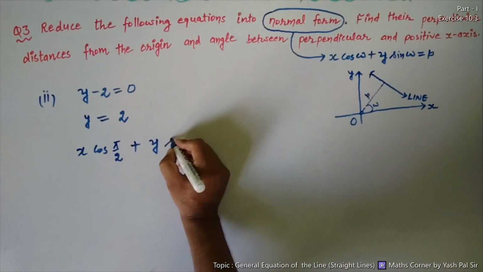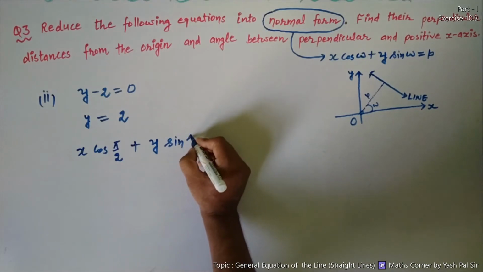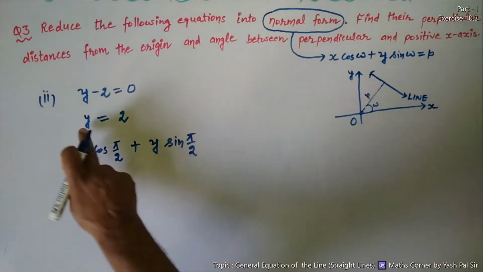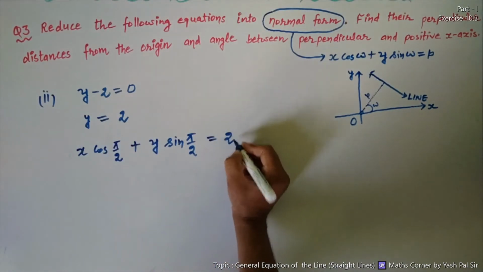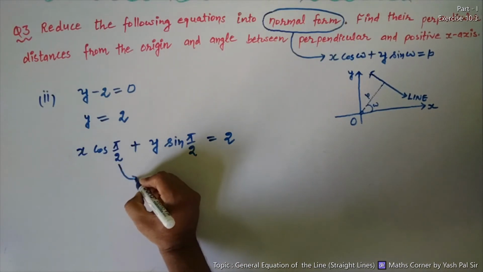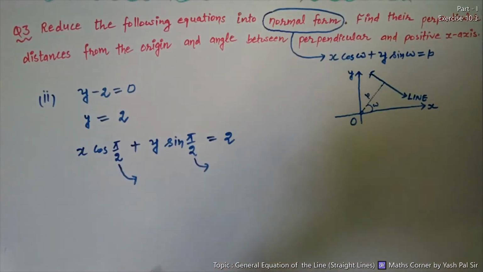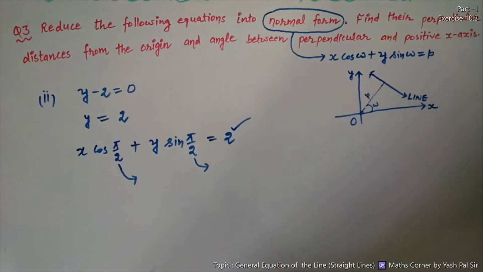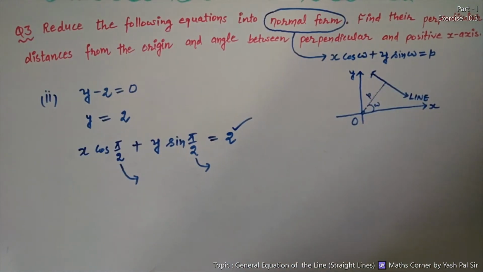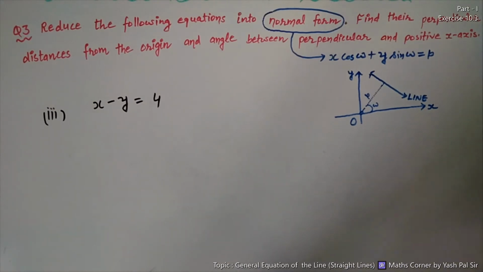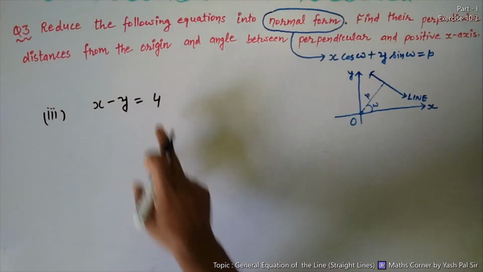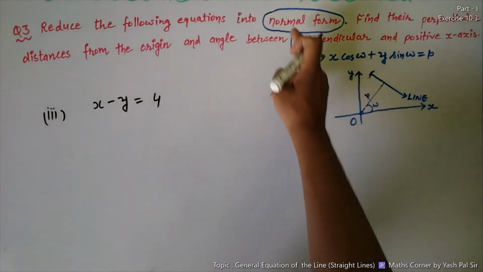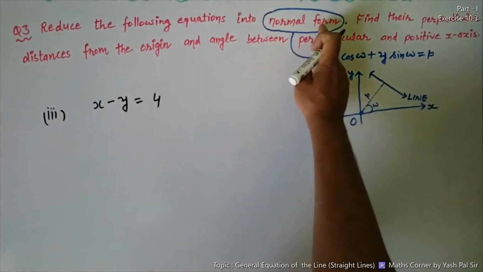0 into x equal to 0, plus y into sine of omega, sine pi by 2, which is equal to 1. This is equal to 2. So the value of angle is pi by 2 and the perpendicular distance p is 2. Now next part, this is part number 3: x minus y is equal to 4.